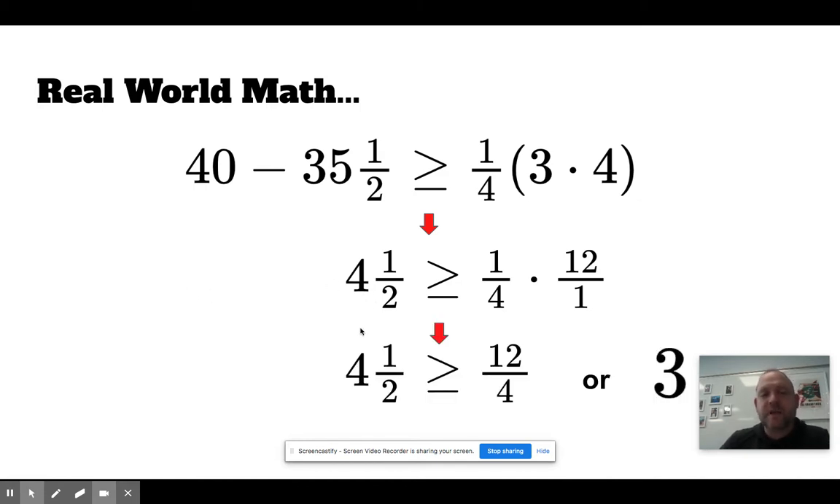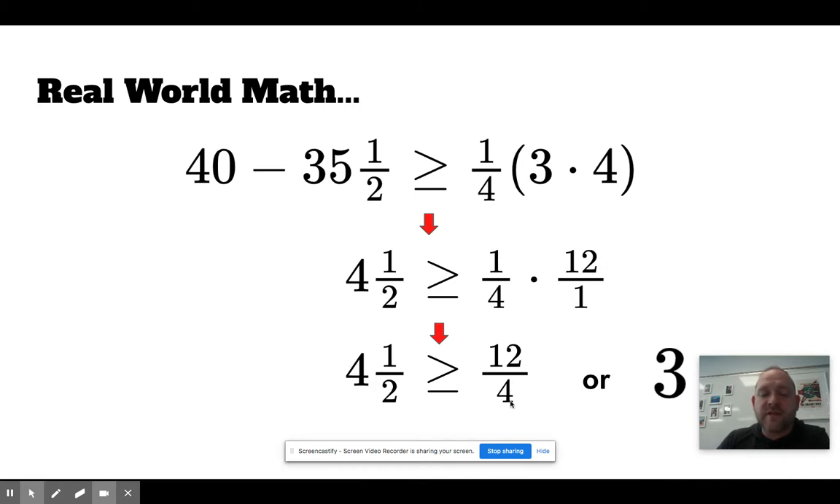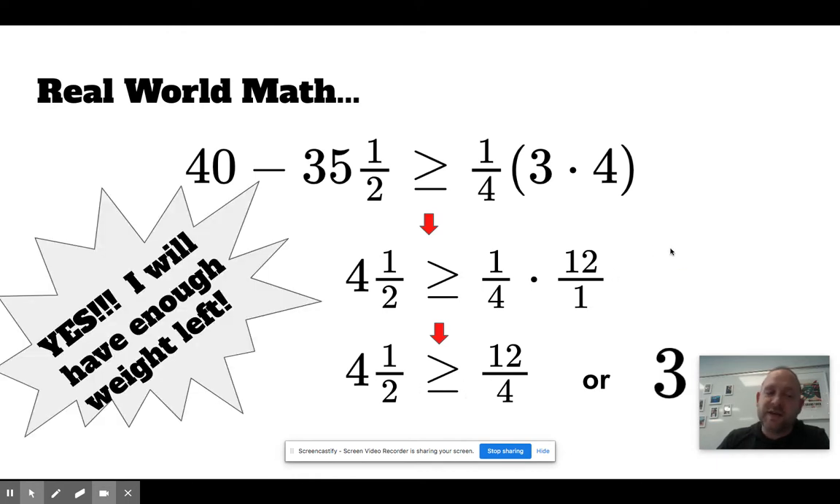Moving on, I have my 4.5. We'll hope it's greater than or equal to 12 divided by 4. So 1 times 12 is 12. 4 times 1 is 4. And if I divide that out, simplify it, 12 divided by 4 is 3. And ladies and gentlemen, is 4.5 greater than or equal to 3? Sure is. I do have enough weight left. I actually would have 1.5 pounds to spare.